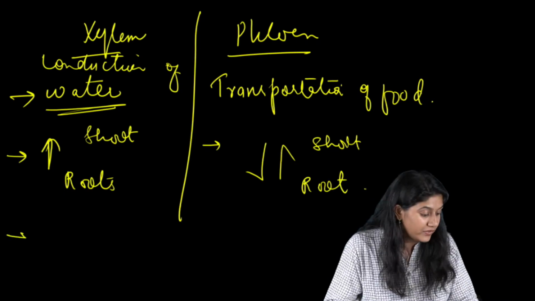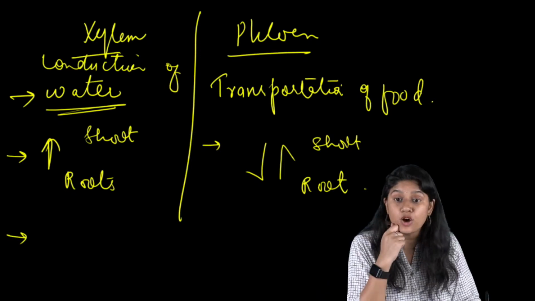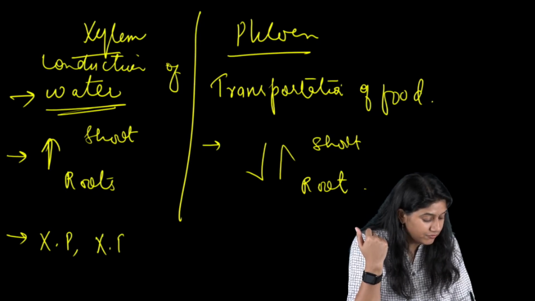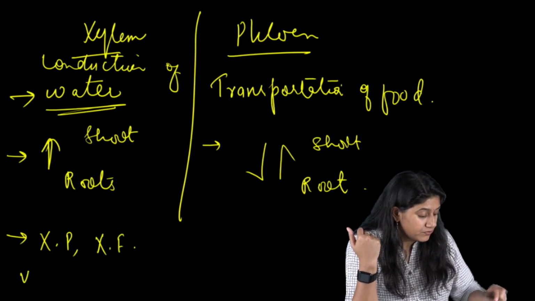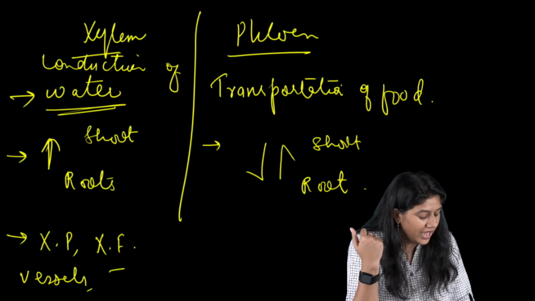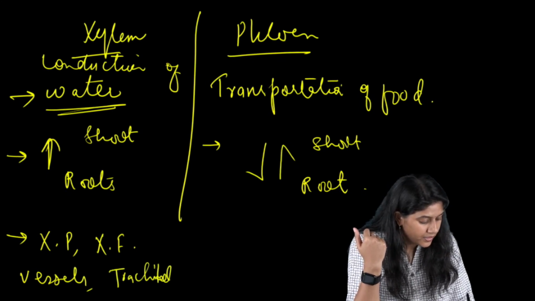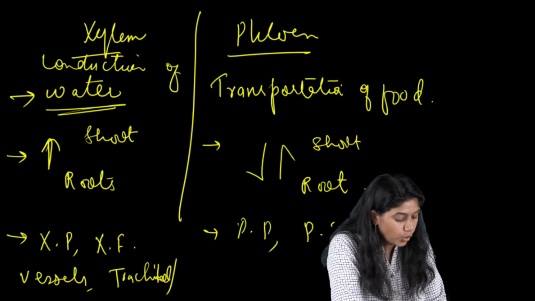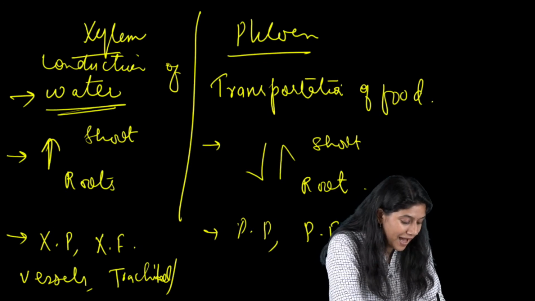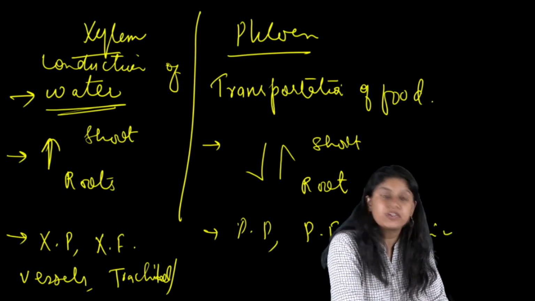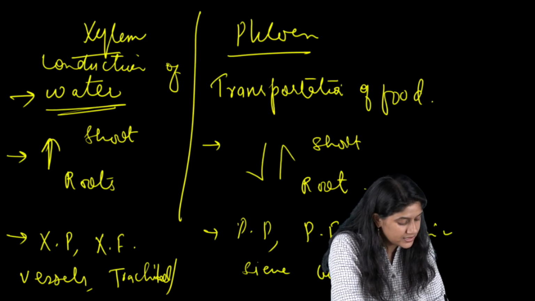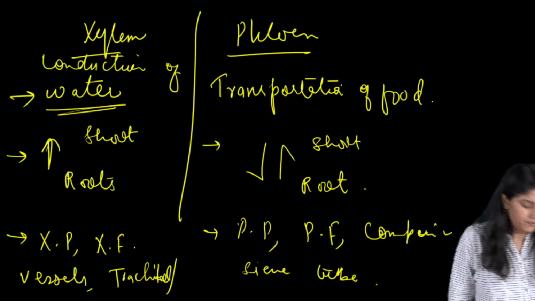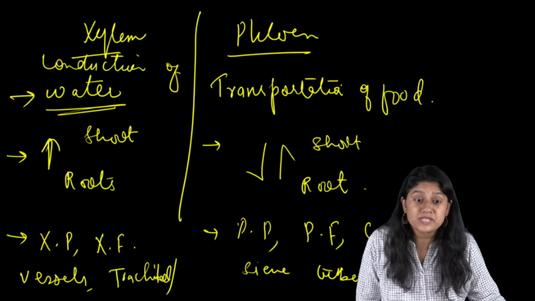Clear? Then in xylem, we have 4 different types of cells: xylem parenchyma, xylem fiber, vessels, and tracheids. In phloem, we have phloem parenchyma, phloem fiber, companion cells, and sieve tubes and sieve plates. Clear, all of you? I hope you're not losing interest, everyone.